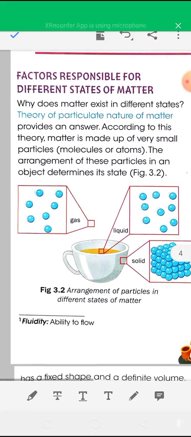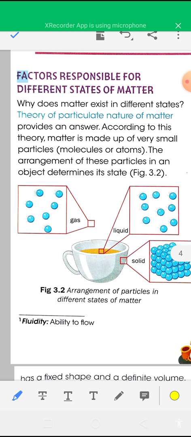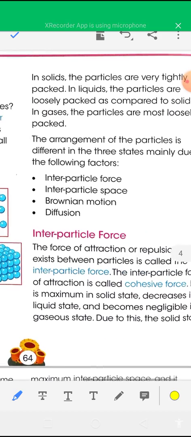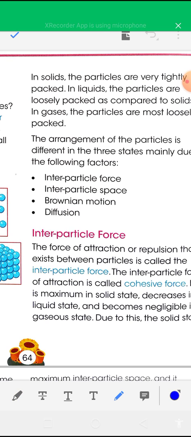Now see, the next topic is factors responsible for different states of matter. There are mainly four factors which are responsible for different states of matter. The first one is intermolecular force, then intermolecular space, Brownian motion, and diffusion. These are the main four factors which are responsible for different states of matter.